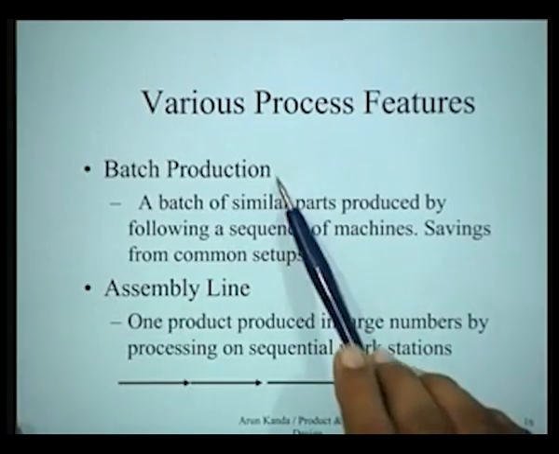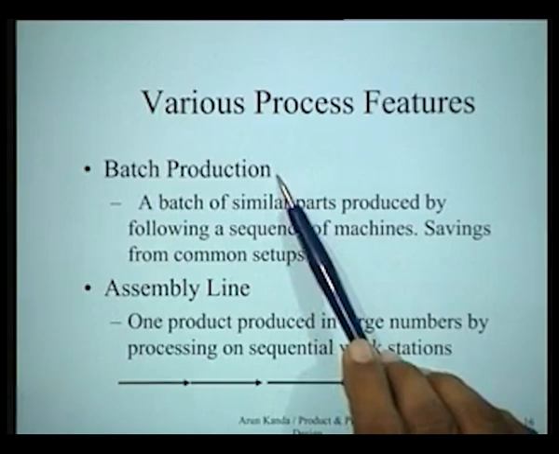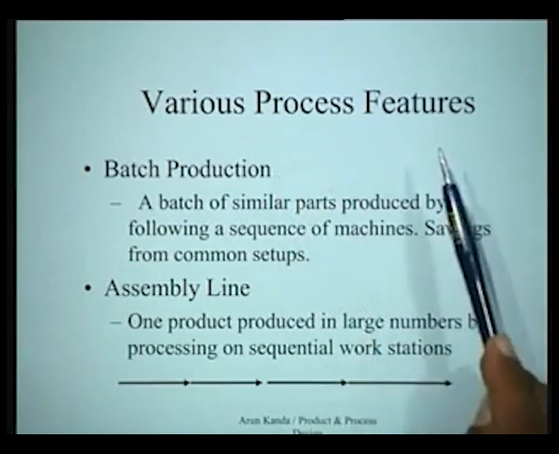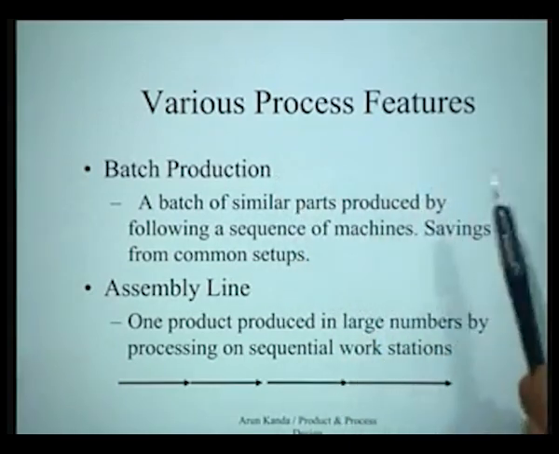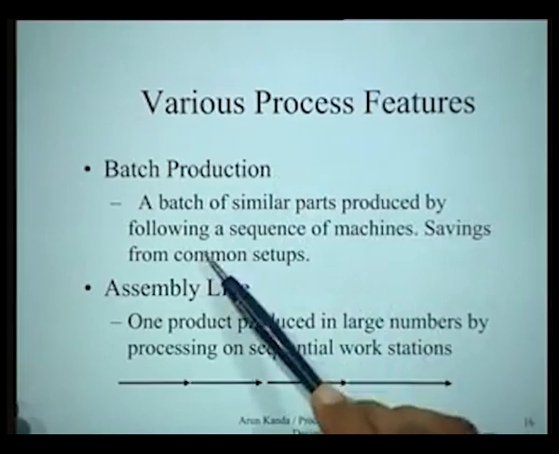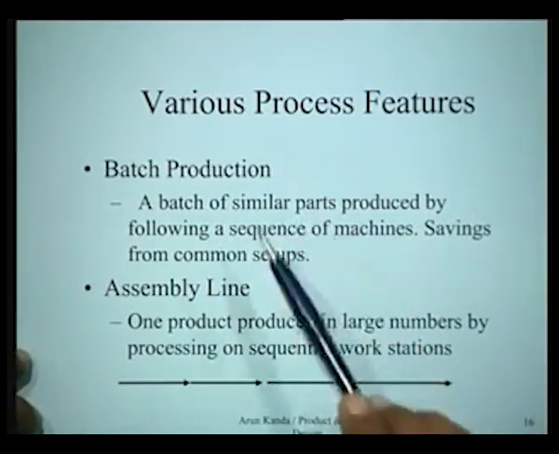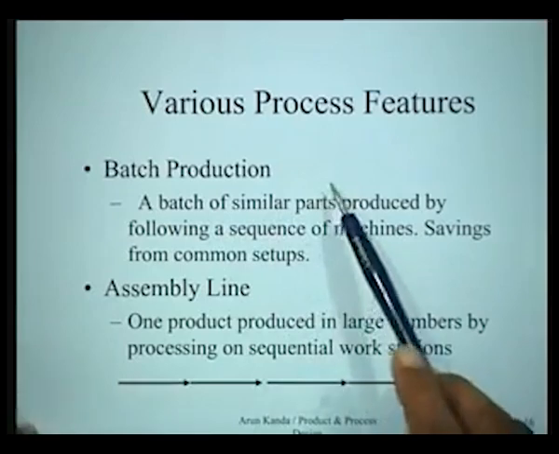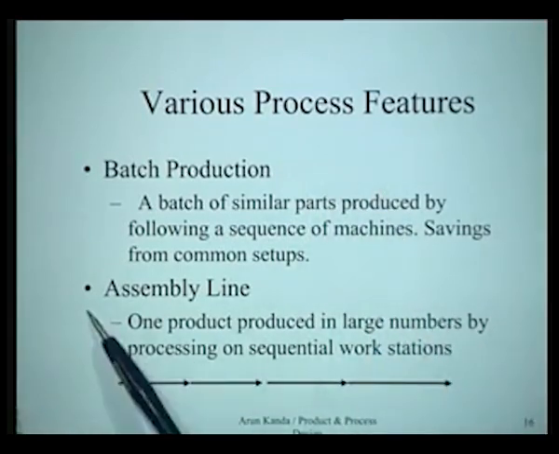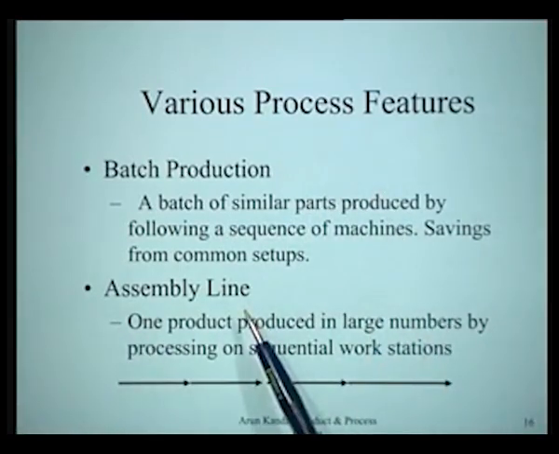So now you are producing, say, maybe 50 of these parts, then the next batch is 200, then 50 again, then 500, whatever it is, and you have therefore variety, but normally the variety here is limited as compared to a job shop. And finally, what happens in an assembly line?